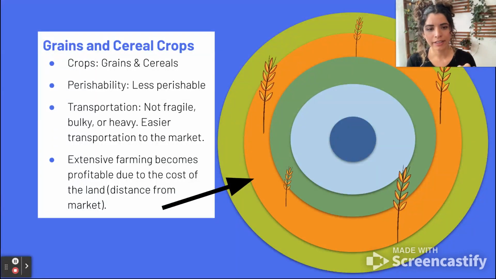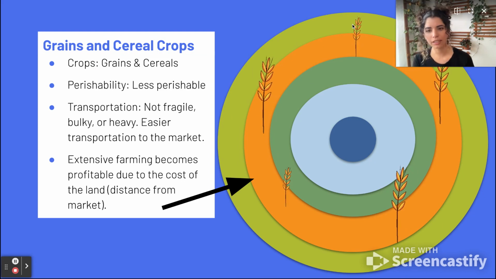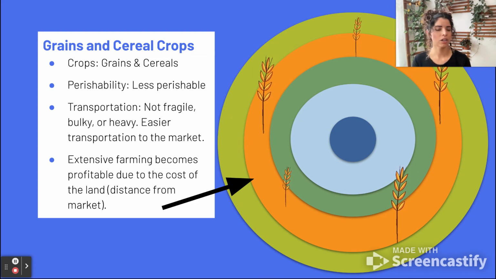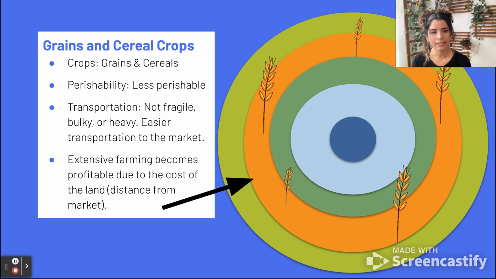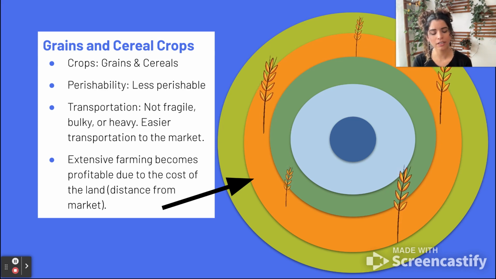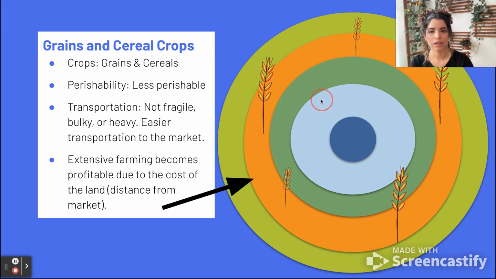Then we have in that next ring crops that are grains and cereals. These are far less perishable. They last way longer. They're also not fragile. They're not bulky or heavy. They're far easier to transport to the market. This is extensive farming because of profits due to cost of land. So they are further away. The land is far less expensive.